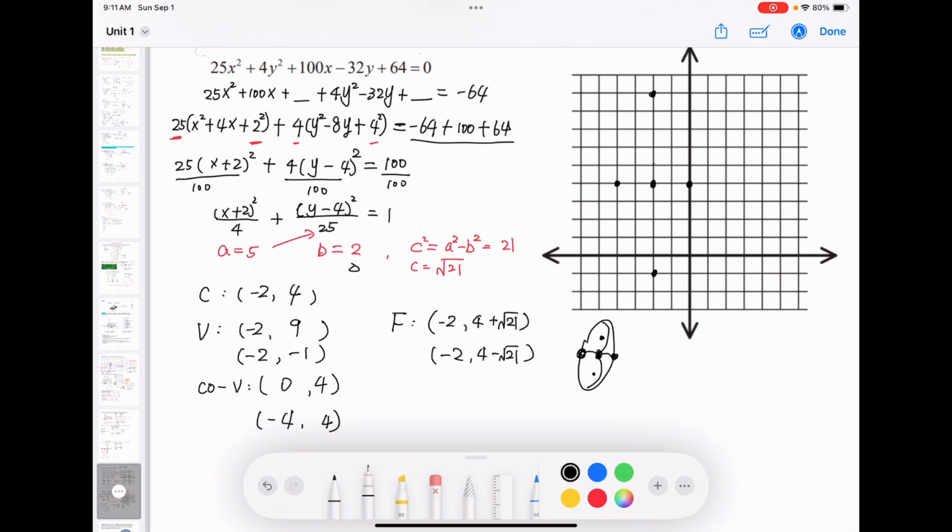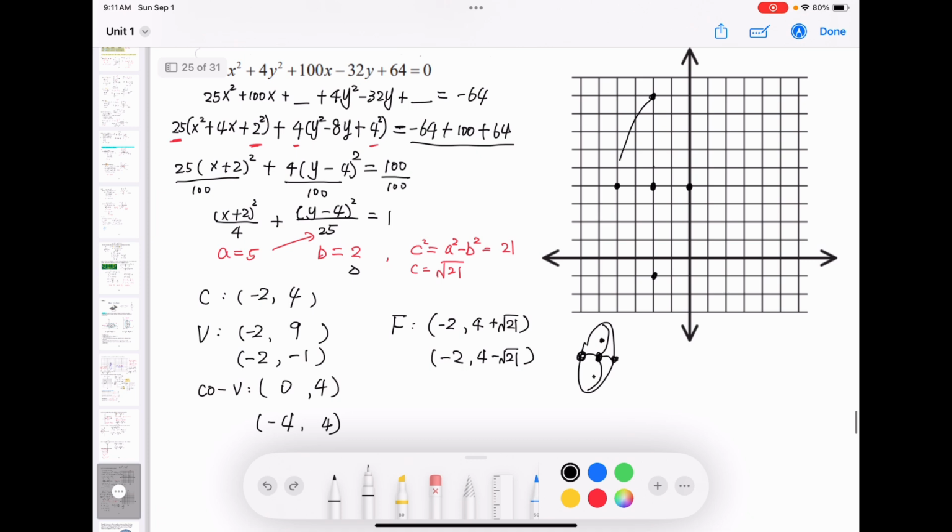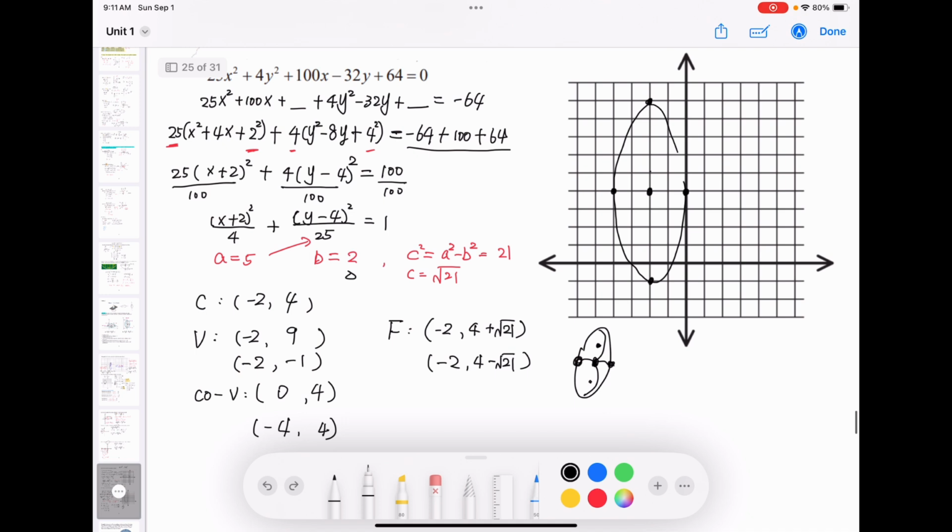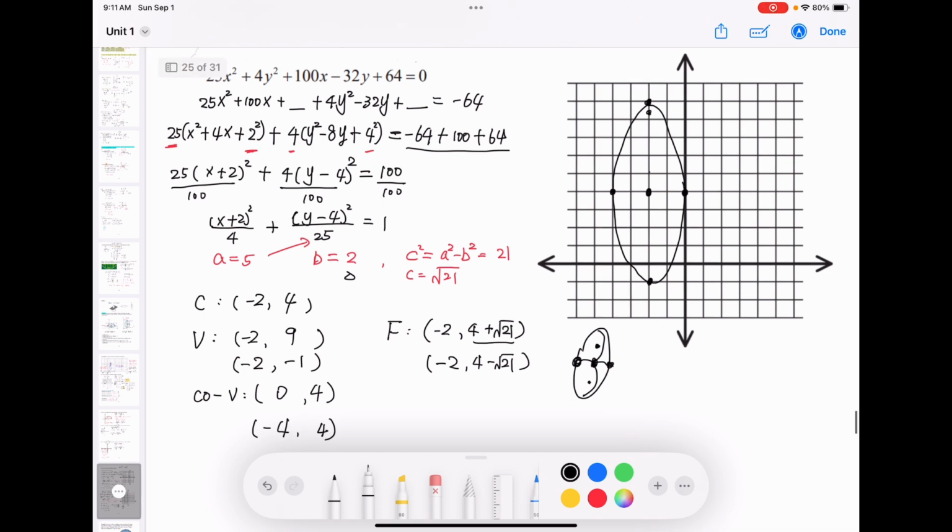Okay, we have this information. I can find the outline of my ellipse. And then we can also find our foci. So our foci, one is here. 4 plus square root of 21 is about 8 point something. So let's say this is my foci, and another focus is about here. So I found my foci, vertices, and the center.